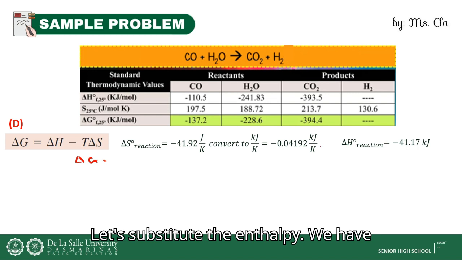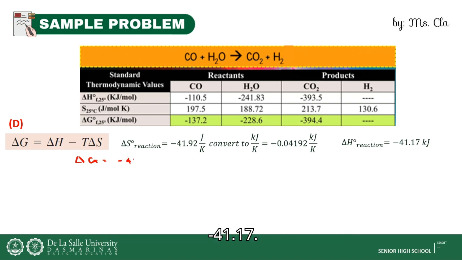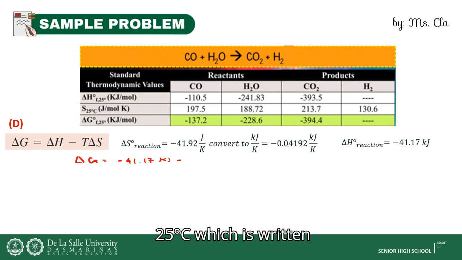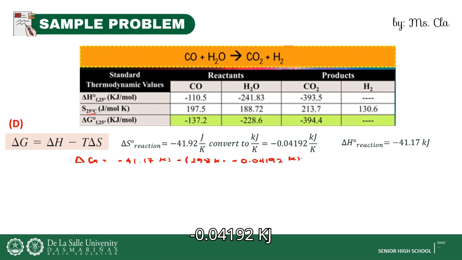Let's substitute the enthalpy. We have negative 41.17 kilojoule minus the temperature, which is 298 Kelvin, meaning the standard state at 25 degrees Celsius, which is written here. 298 Kelvin times negative 0.04192 kilojoule per Kelvin.